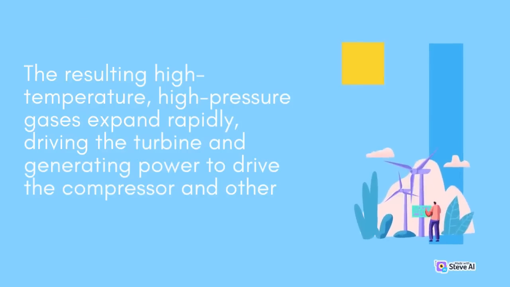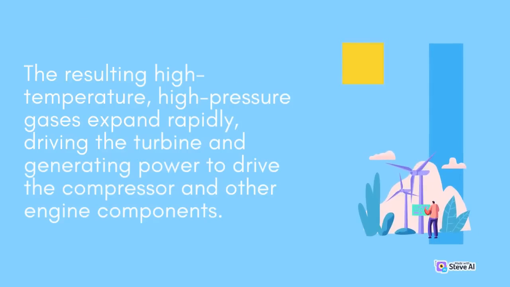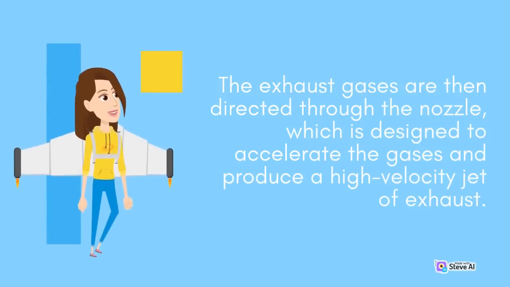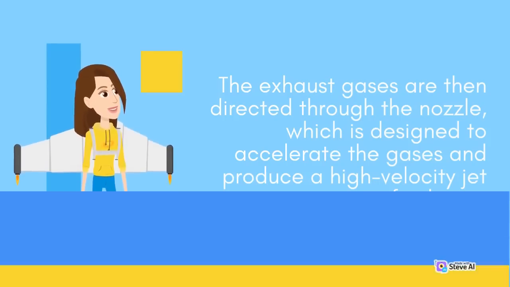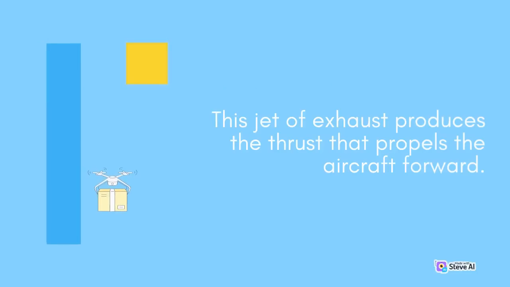The resulting high temperature, high-pressure gases expand rapidly, driving the turbine and generating power to drive the compressor and other engine components. The exhaust gases are then directed through the nozzle, which is designed to accelerate the gases and produce a high-velocity jet of exhaust. This jet of exhaust produces the thrust that propels the aircraft forward.